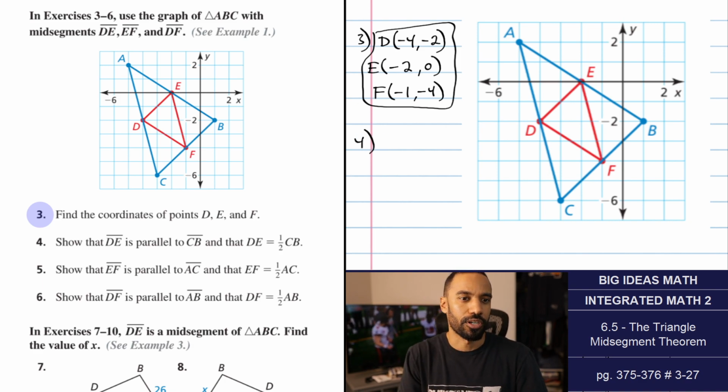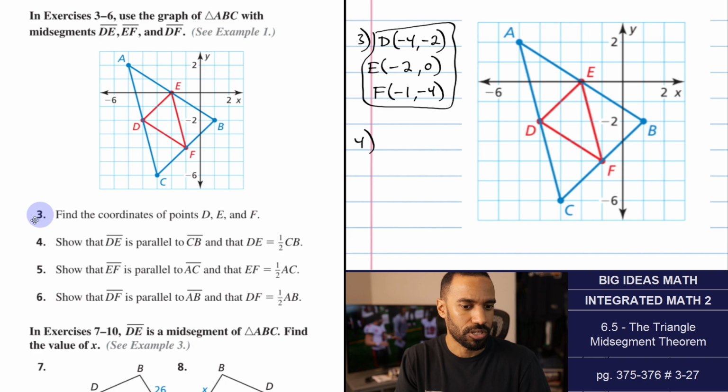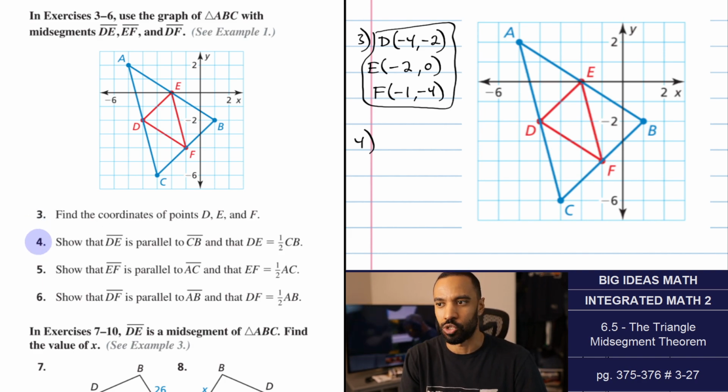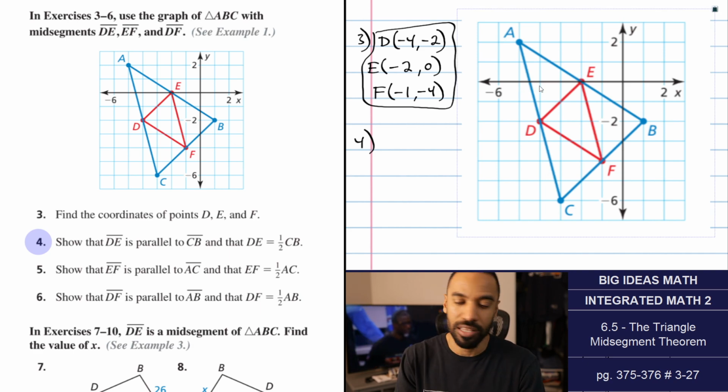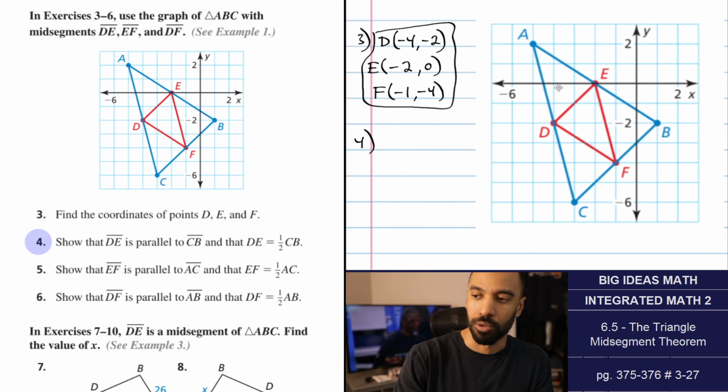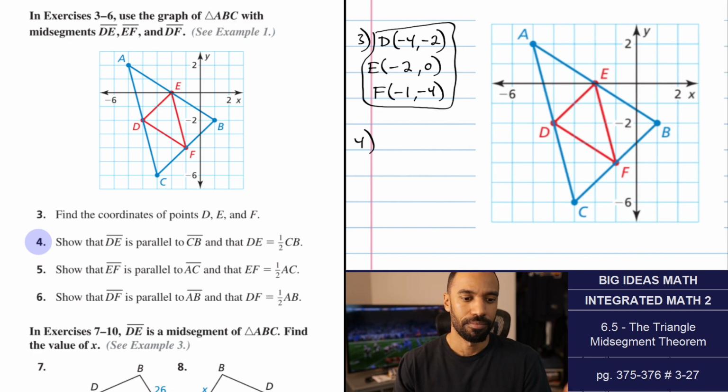Number 4, we're going to show that DE is parallel to CB, and it's half of CB. Basically, for 4, 5, and 6, we're going to take each individual mid-segment and show that they are indeed mid-segments, that they at least satisfy the theorem of what mid-segments are as well. So let's check DE to CB.